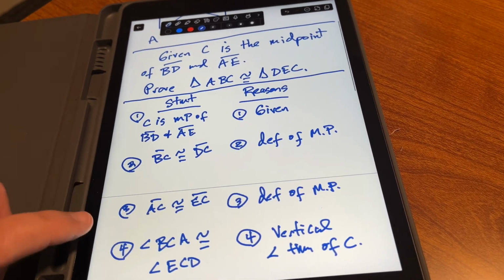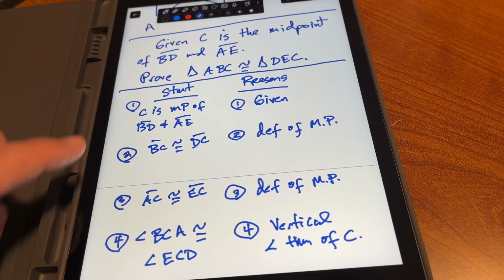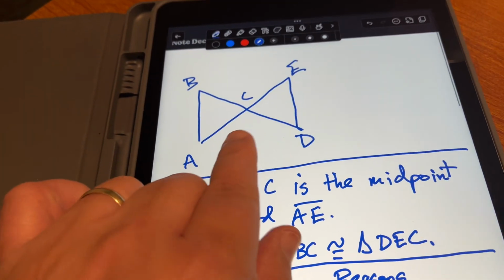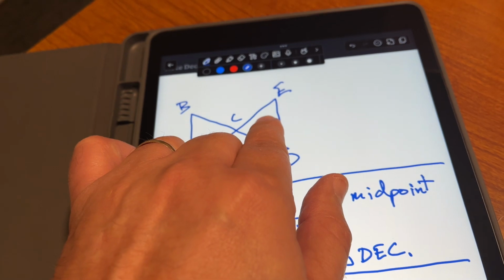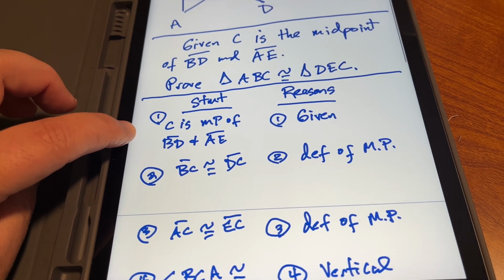And in exactly the same way, AC is congruent to EC by the definition of midpoint. So over here, AC is congruent to CE for the very same reason, the definition of midpoint.